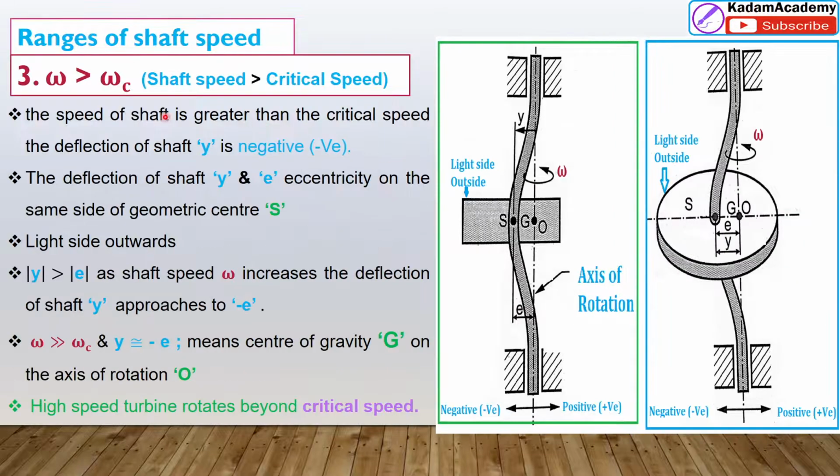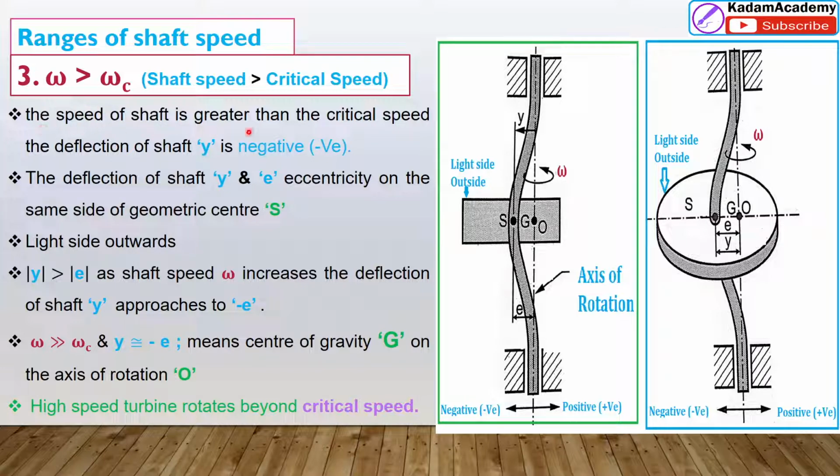Next, the third and final case is when omega is greater than omega c, that is, the shaft speed is greater than the critical speed. This shaft speed is applied around the axis of rotation. That speed is greater than the critical speed. At the critical speed there may be failure, but above the critical speed, what will happen? That we'll see.